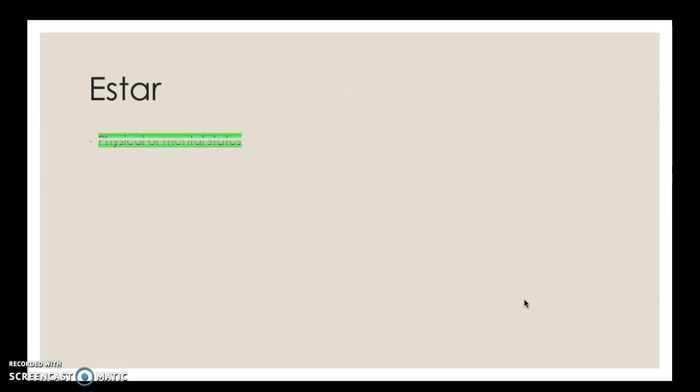Ahora para estar. Physical or mental states. Estamos cansados de comer. We are tired of eating. That doesn't happen to me, but it happens. Los gatos están enfermos. The cats are sick. So these are both physical states.